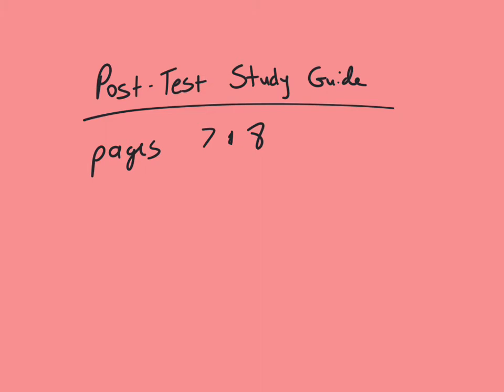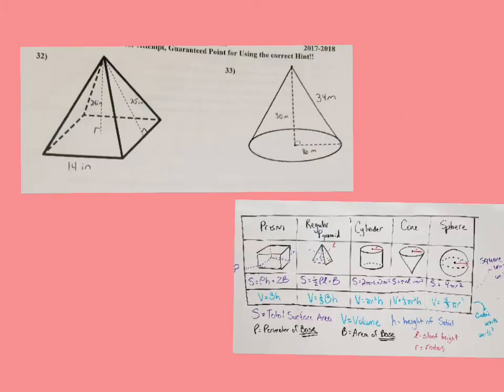So we're going to start with 32 and 33. You have to remember that these are two different shapes with two different formulas, and you have to use the right formula. Remember, surface area is like wrapping paper. So think, like I said, think wrapping paper when you're thinking surface area. It's probably the best way to look at it, I think.